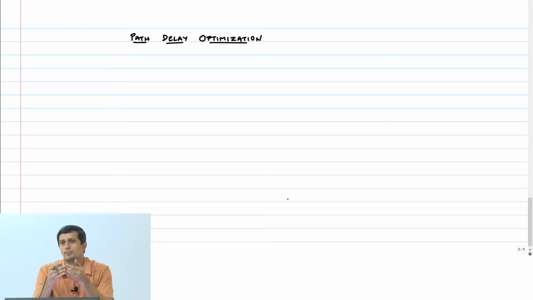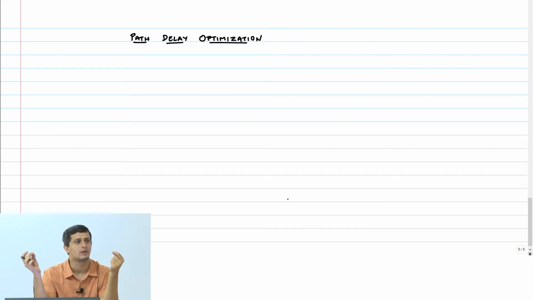In the previous example, I gave you the sizes. I said this was 1x, that was 2x, 4x and so on, and said calculate the delay. Now I am going to reverse the problem. I am going to tell you that there is a circuit that is sitting between an input node and an output node. I know the capacitance at the output node. I want you to find the sizes so that the delay between these two points will be minimum.